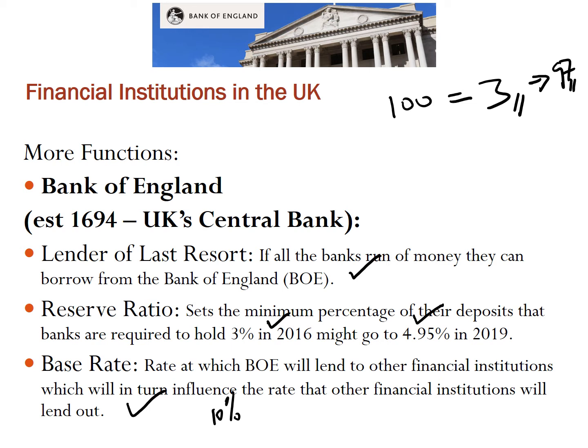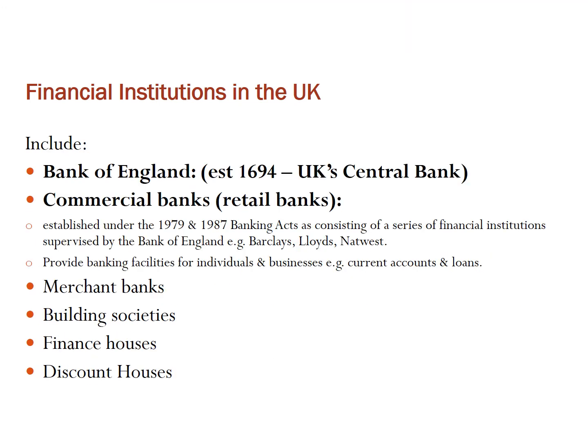All right, now let's look at other financial institutions in the UK. How about other commercial banks, like retail banks? These were established under the 1979 and 1987 Banking Acts, constituting a series of financial institutions supervised by the Bank of England. For example, you have your Barclays Bank, your Lloyds, and NatWest. And what do they do? They provide banking facilities for individuals and businesses, current accounts and loans. Okay, me and you, right? So that's what they do. They provide banking services for individuals and businesses, people like you and me.